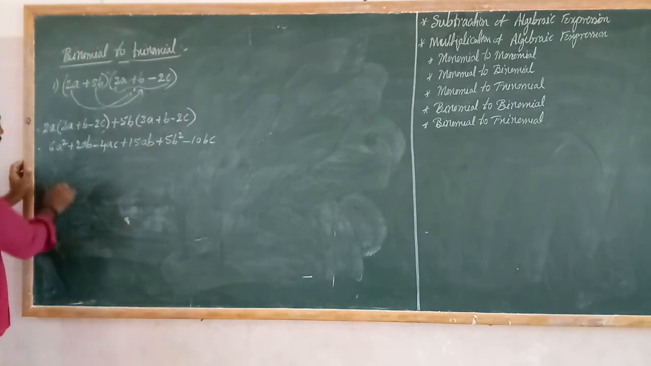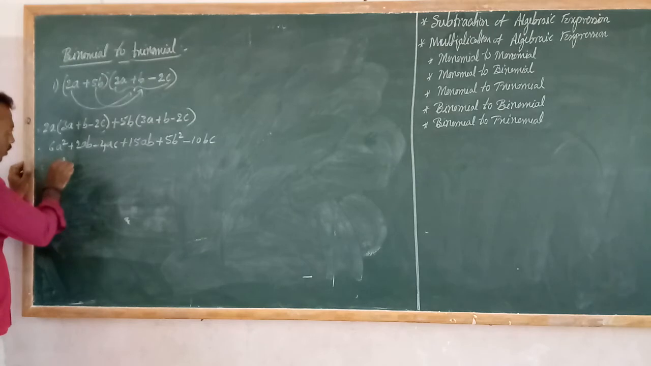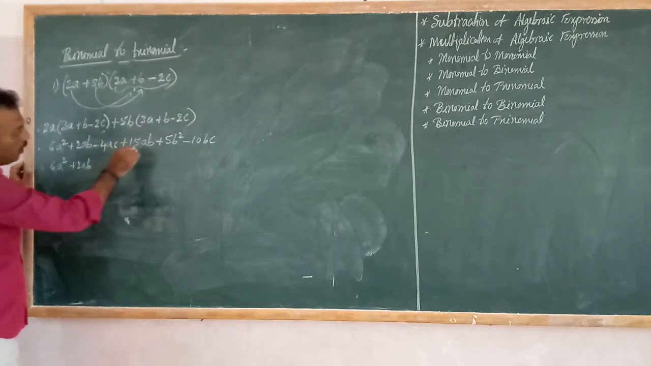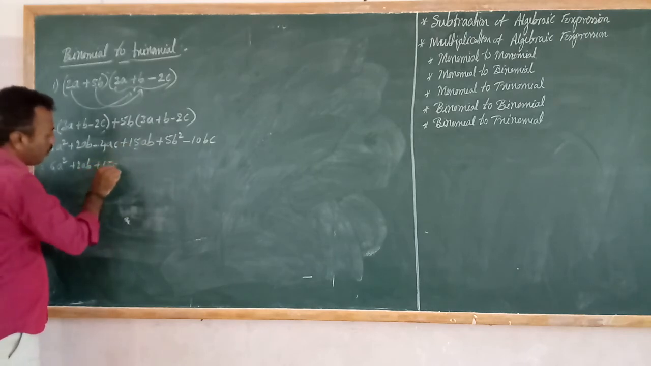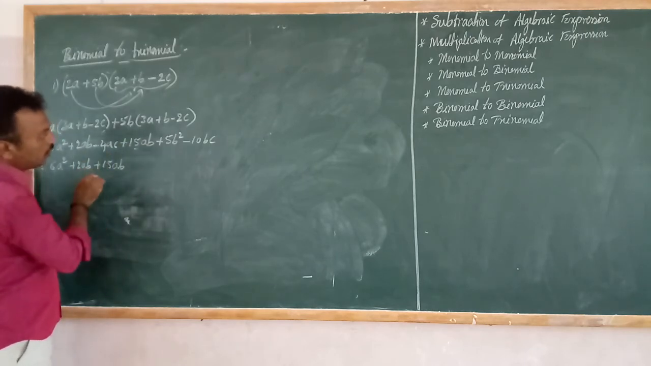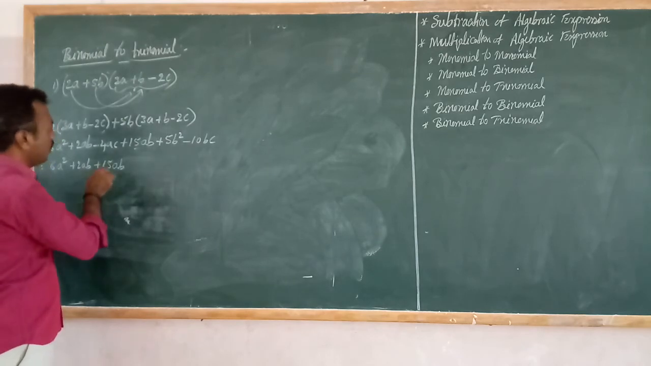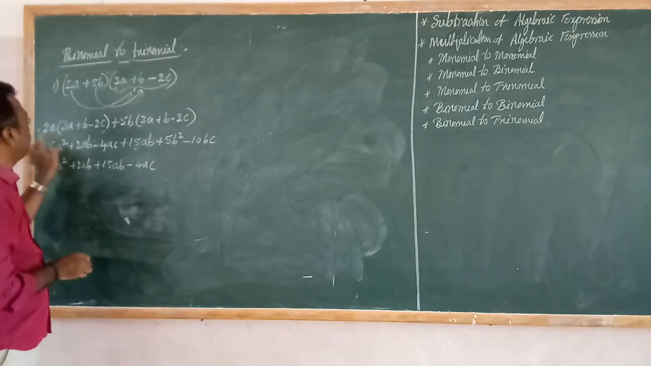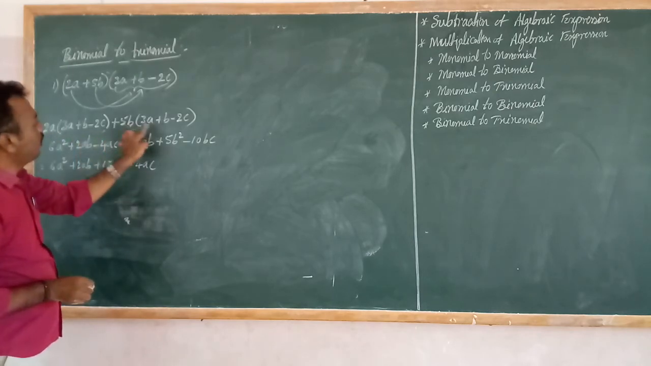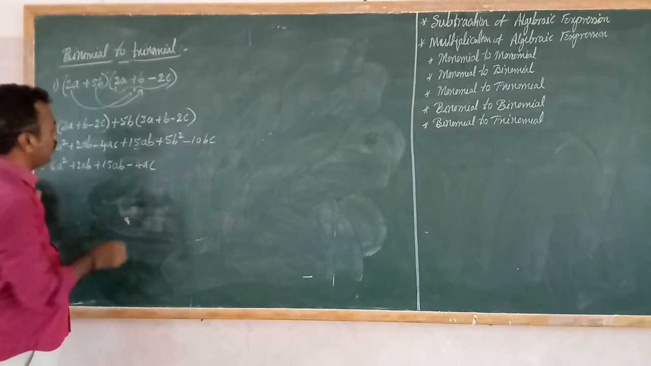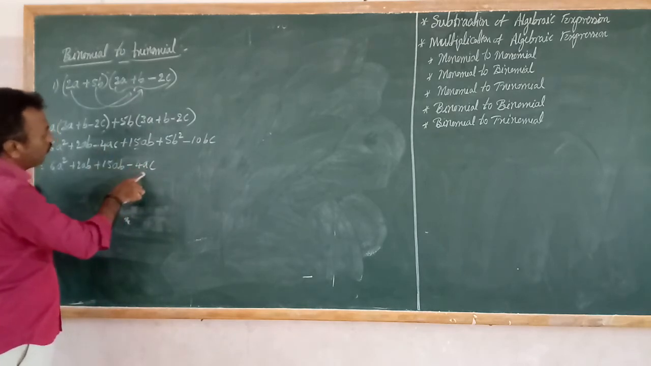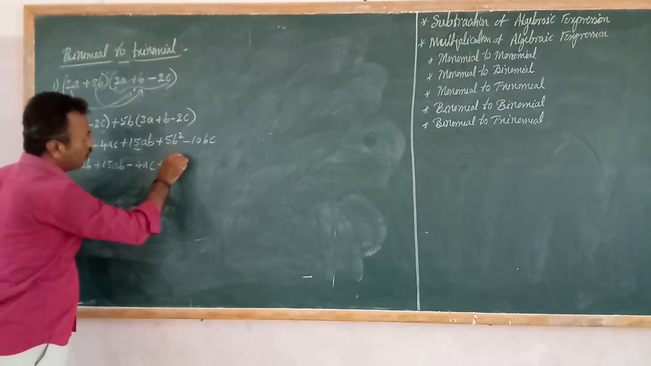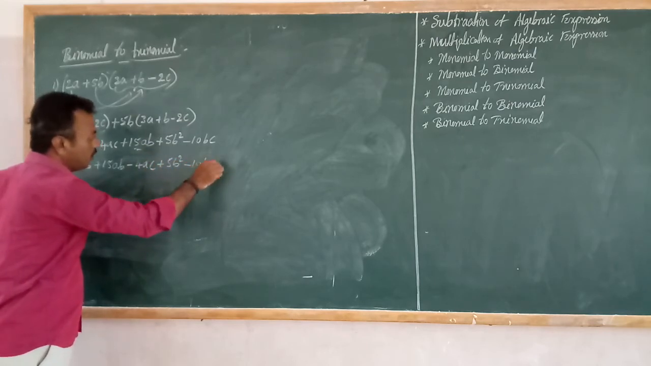Is there any like terms? Yes, it becomes 6a square. So plus 2ab, we should write plus 2ab. So is ab term there? Yes, it is there. What is the 15ab? Then is there any ac term? No, the ac term is not there. So that's why minus 4ac as it is. Here ab, ac, here ab, b square, bc. Then 4ac. After that, you already have plus 5b square and minus 10bc.